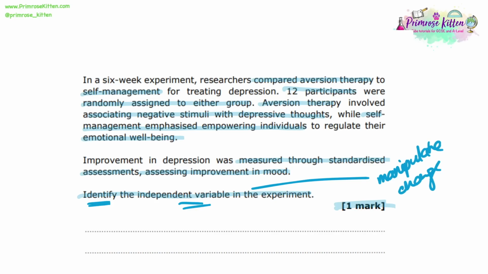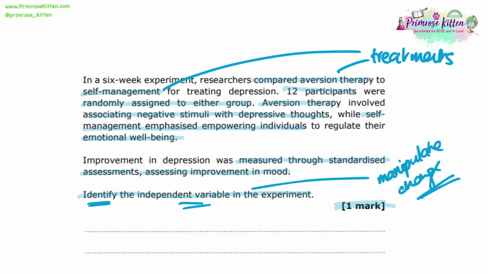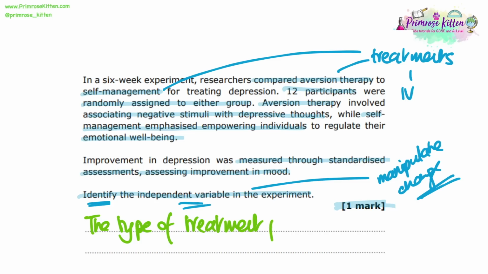This is when we should revisit the information that's provided in the research scenario. It tells us that the researchers were comparing the effectiveness of aversion therapy and self-management treatments. This indicates that this is the variable that the researchers were manipulating and changing, and therefore this is the independent variable. We'll firstly identify the variable as being the type of treatment that the participants were receiving, and then we'll give information on both of the conditions, aversion therapy or self-management.